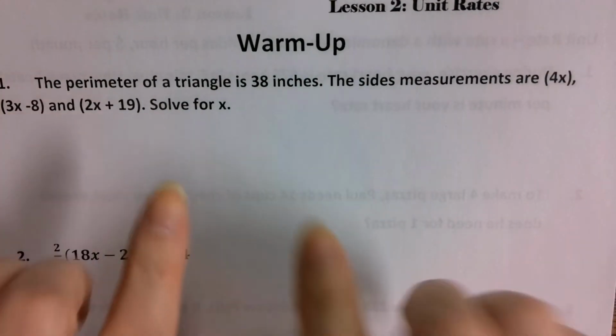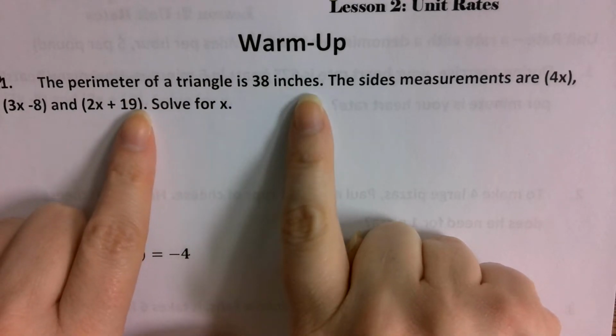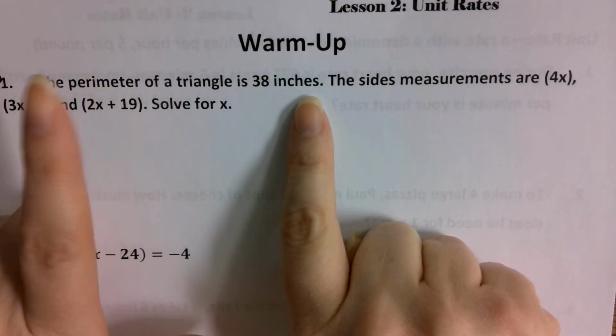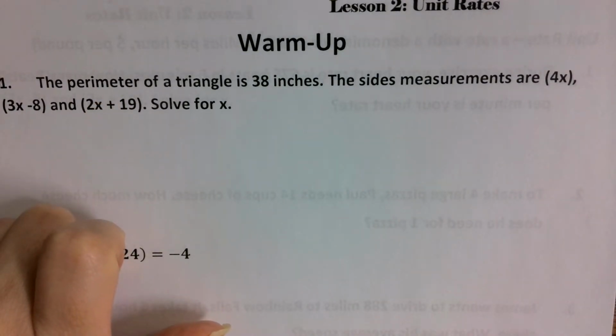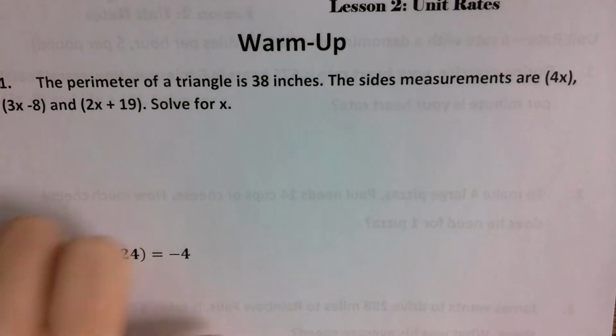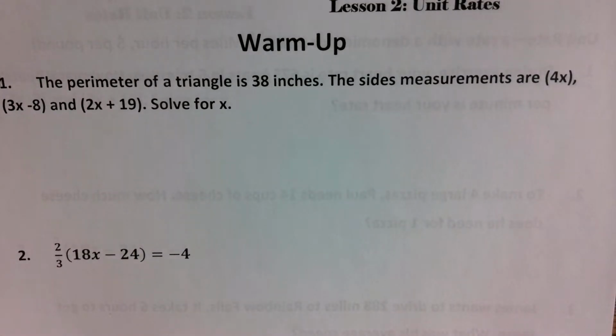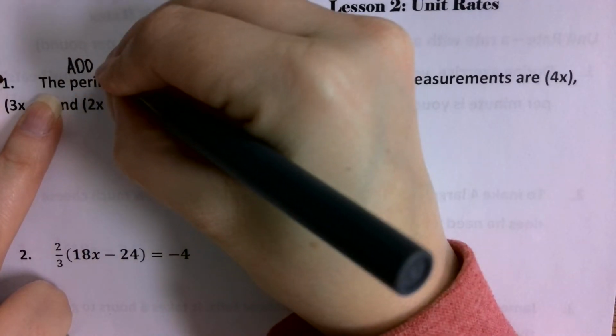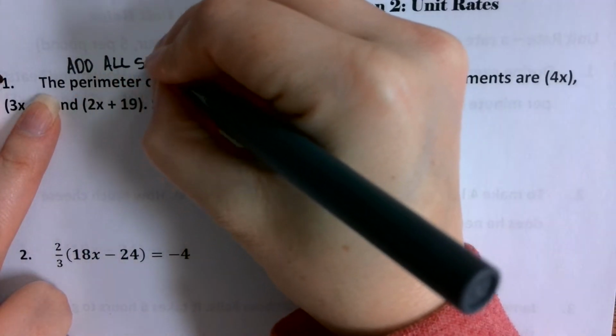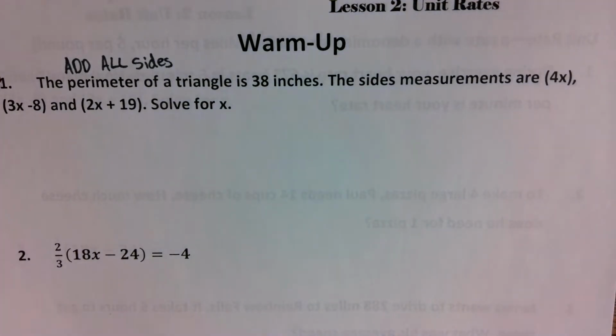Okay? All right, so for here, the perimeter of a triangle is 38 inches. What does perimeter mean again? What does that mean that we are doing, Hazefa? Adding. Adding what? What are we adding, Caleb? The sides. You're adding all the sides together. That's what perimeter means. You are going to add all sides. Doesn't matter if it's a triangle, a square, a rectangle, a pentagon, a hexagon. You're adding all the sides of that shape.